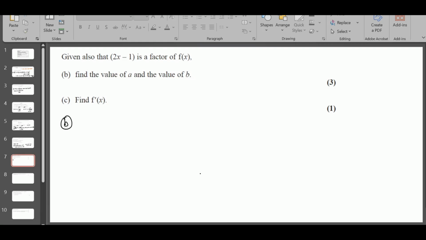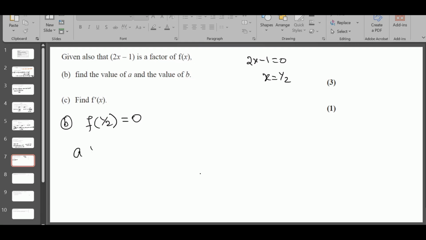If 2x minus 1 is a factor, if you equate it to 0, then x is 1 over 2. So in the function f of x, if you replace x by 1 over 2, the remainder will be 0. That's the factor theorem, right? Okay. So using this, we are going to frame one more equation.